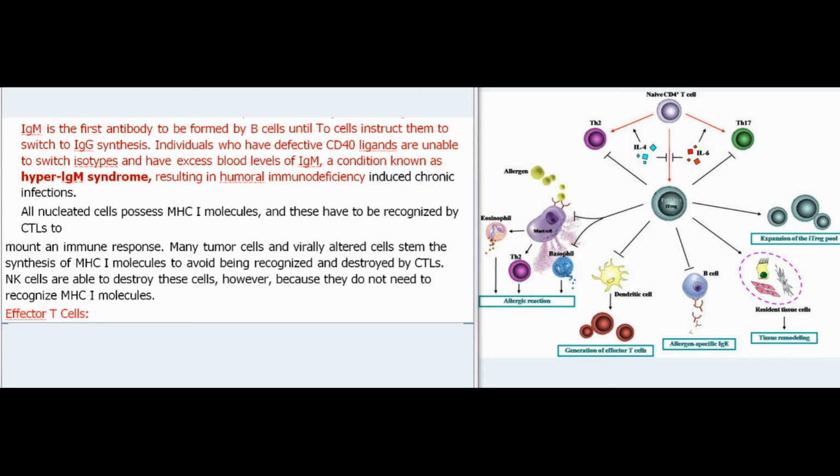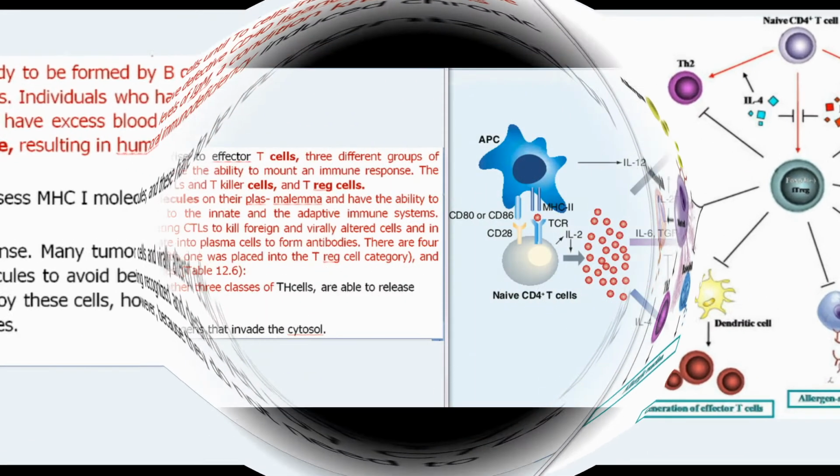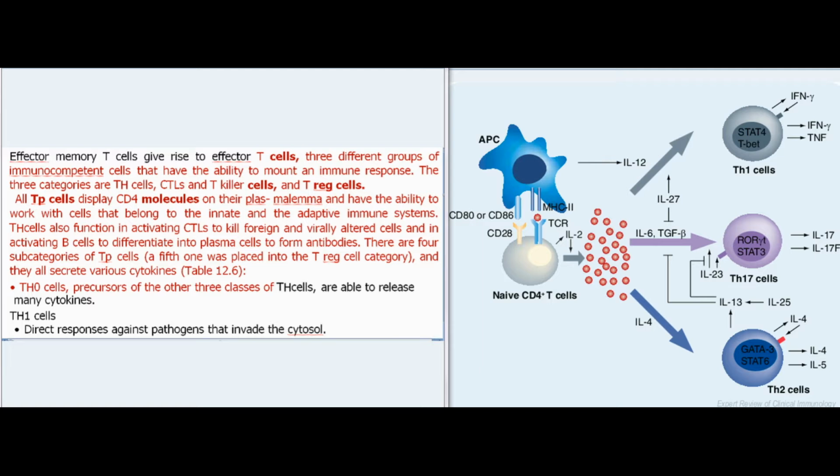All nucleated cells possess MHC-I molecules, and these have to be recognized by CTLs to mount an immune response. Many tumor cells and virally altered cells stem the synthesis of MHC-I molecules to avoid being recognized and destroyed by CTLs. NK cells are able to destroy these cells, however, because they do not need to recognize MHC-I molecules.